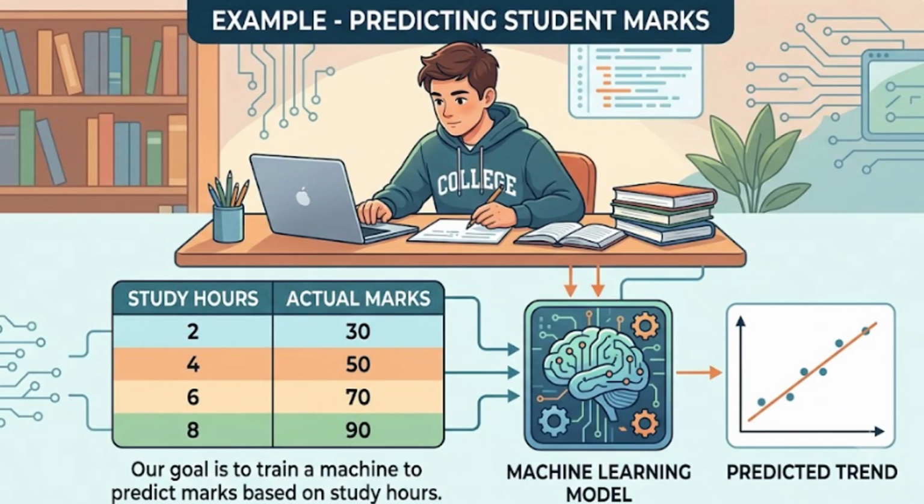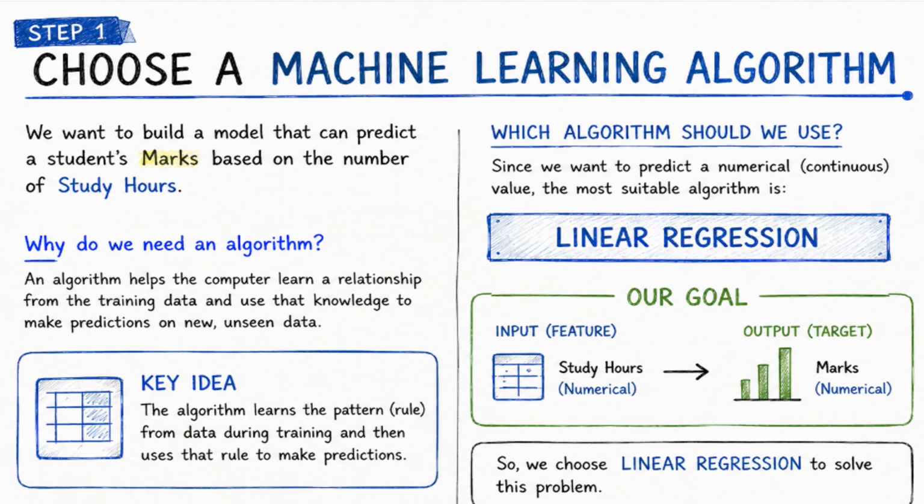Let's understand how machines are trained using an example of predicting student marks. So our goal is to build a model that can predict a student's marks based on the number of hours they study. To solve any machine learning problem, the first step is choosing the right algorithm. Different algorithms are designed for different types of problems. We are going to study all these algorithms in the next episode. In our example, the output is a numerical value, the student's marks. Since we want to predict a continuous number, the most suitable algorithm is linear regression. Our feature, or input, is study hours, and our label, or correct answer, is marks.